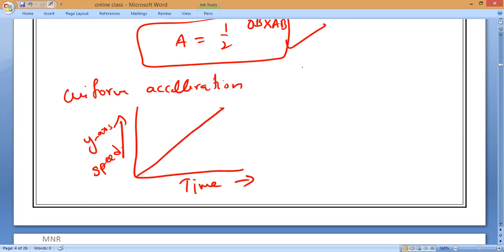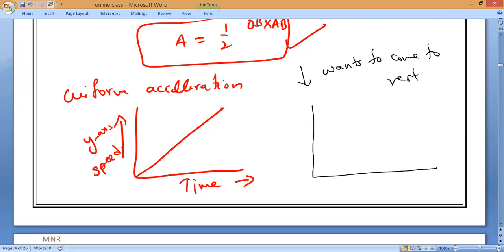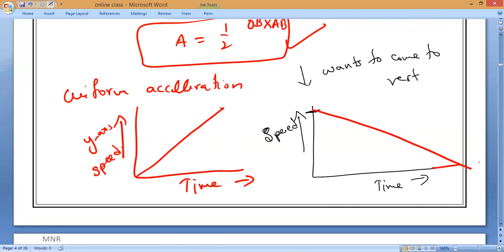Now, for example, your body wants to come to rest. Is the speed decreasing or increasing, guys? The speed is decreasing. So you can notice that the graph will come from maximum speed to minimum speed. Finally, where will it come to? Finally, it will come to rest after some time.